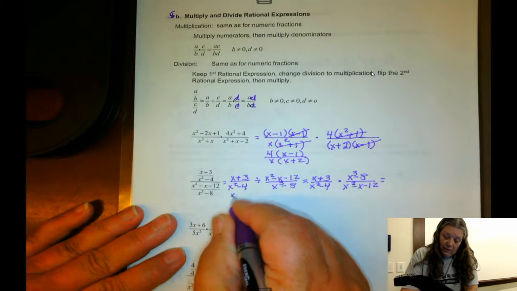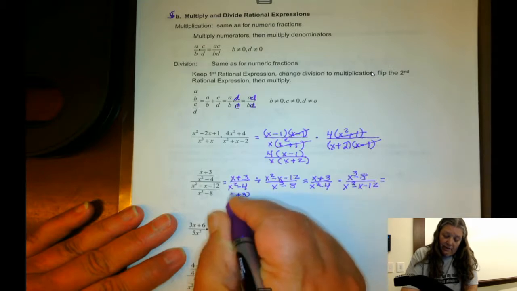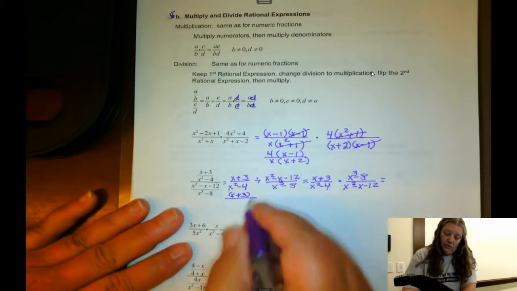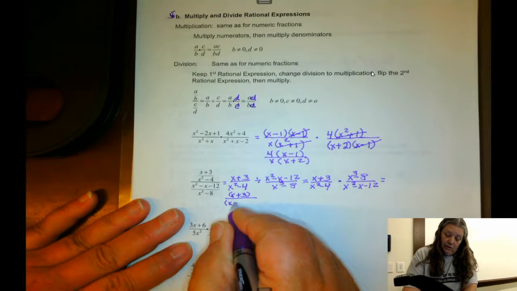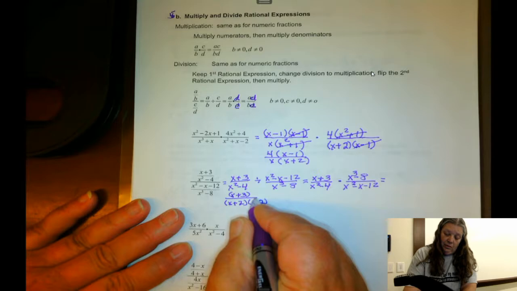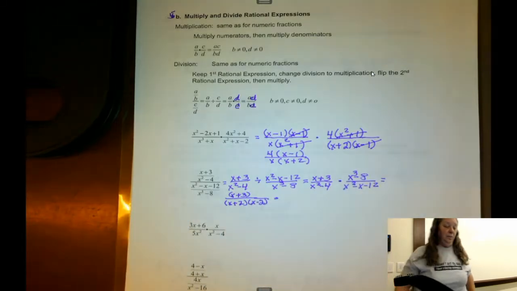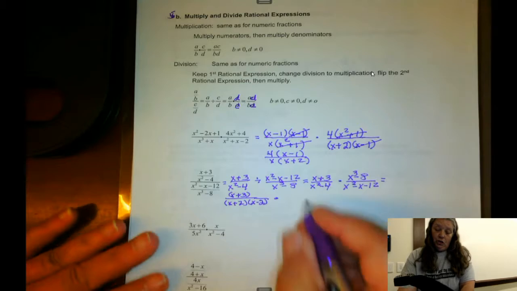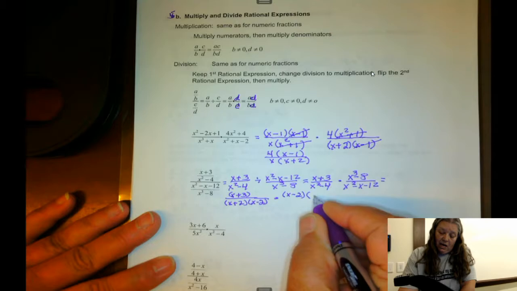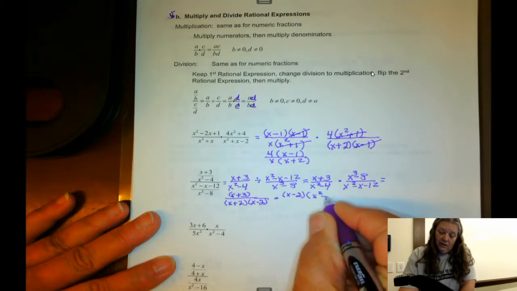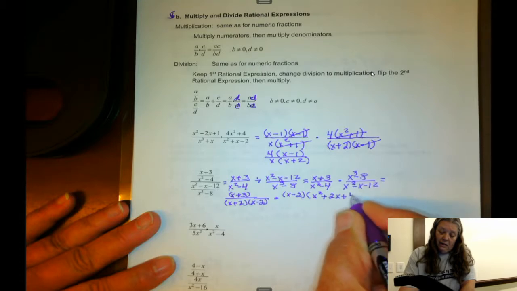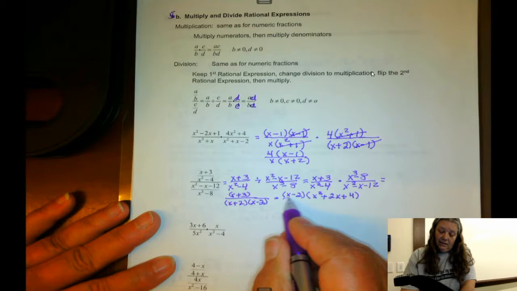So we have x plus 3 is already in factored form. X squared minus 4, we have a difference of 2 squares. So it's x plus 2, x minus 2. X cubed minus 8, we have a difference of 2 cubes. So it's x minus 2 times square the first, change the sign, product of the two, always positive, square the second.